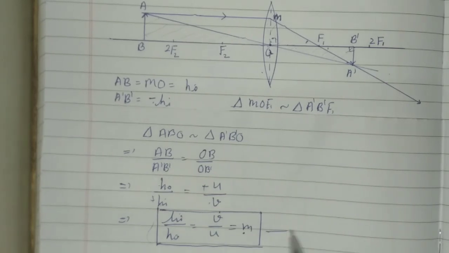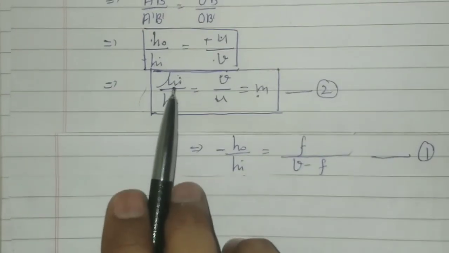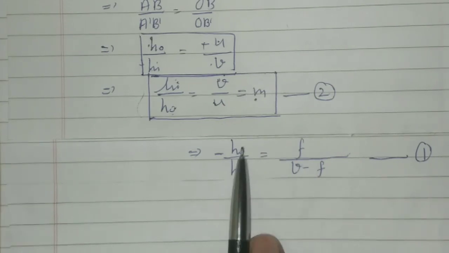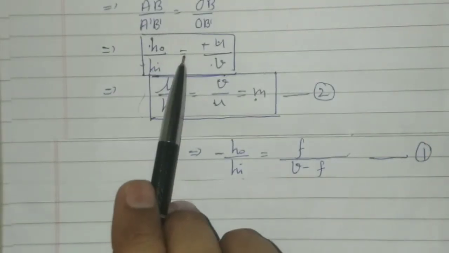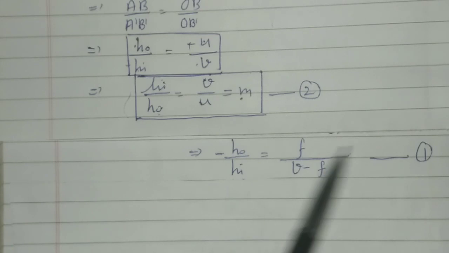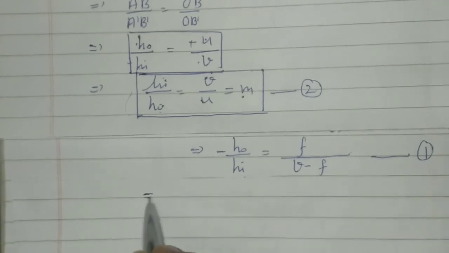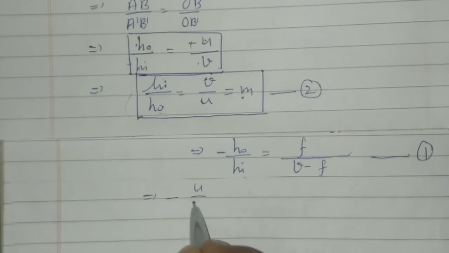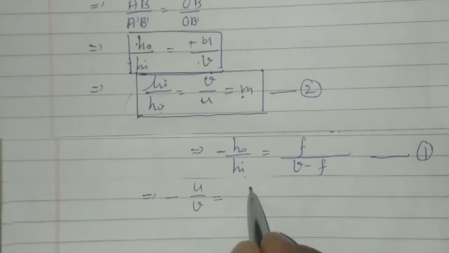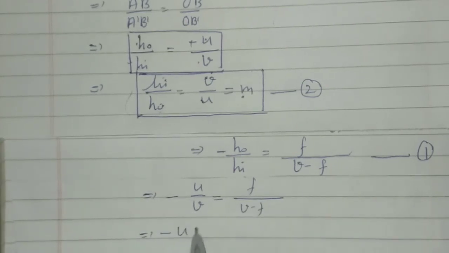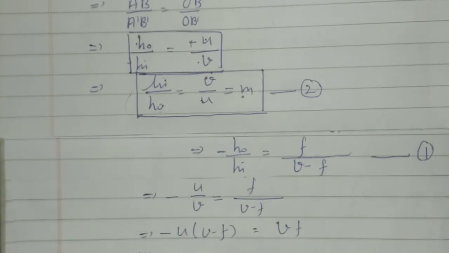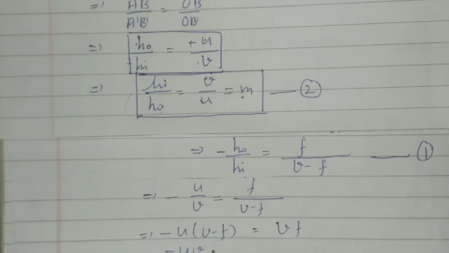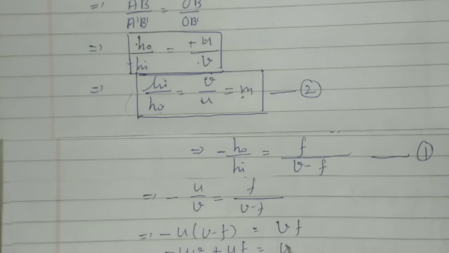Now this is our relation number 2. Now this is relation number 1, that is minus H0 upon HI is equal to F upon V minus F, and this is relation number 2, which is H0 upon HI is equal to plus U upon V. So by relation 1 and 2 we will have minus U upon V is equal to F upon V minus F. Now by cross multiplication we will have U into V minus F is equal to V into F, that is minus UV minus into minus plus UF is equal to VF.